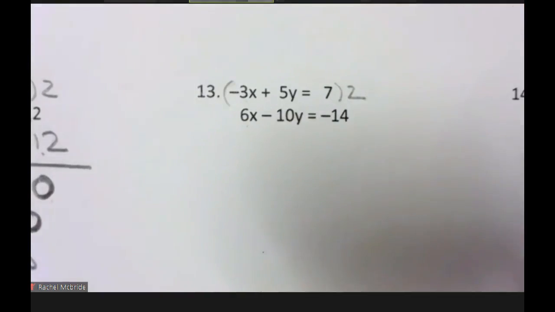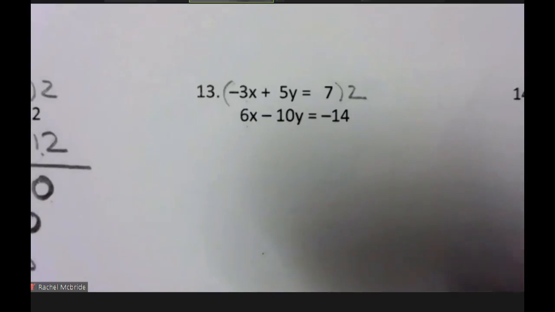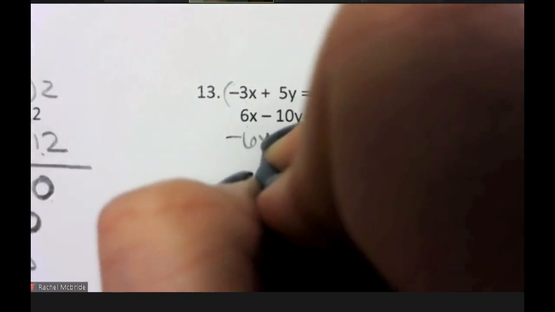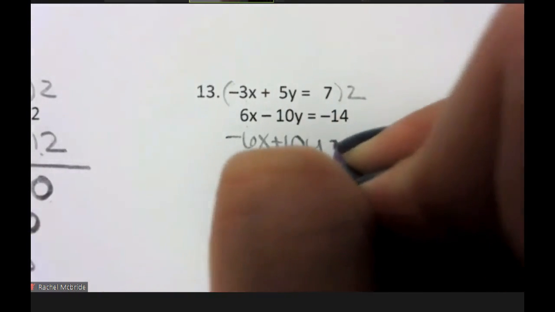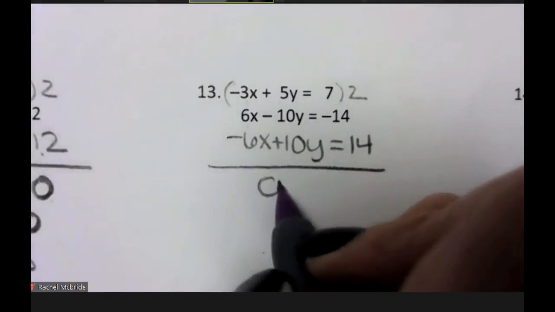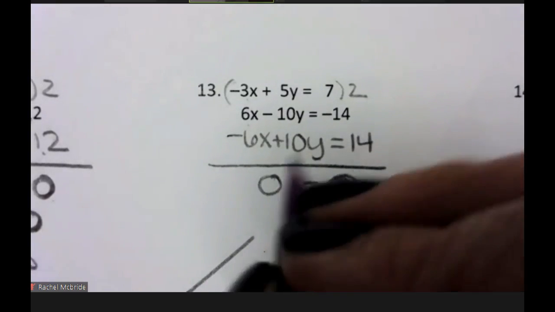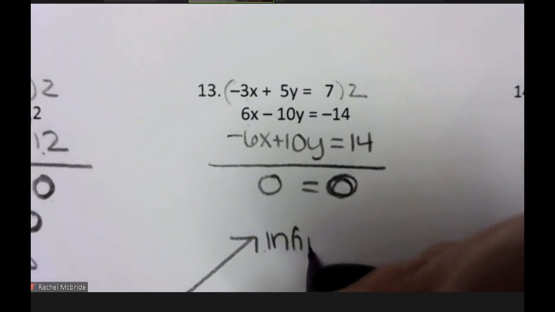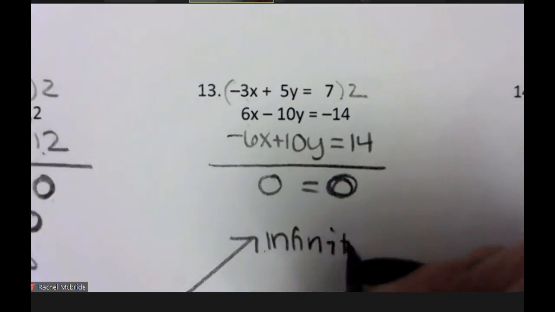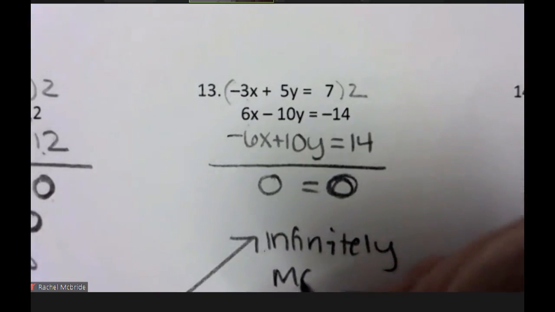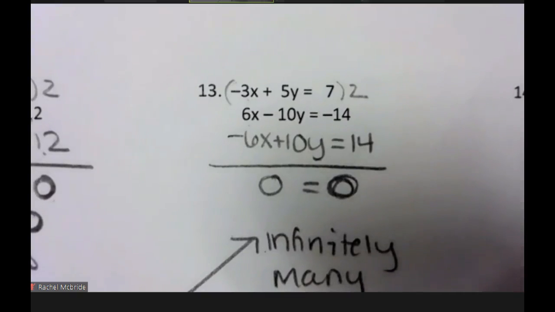In 13, we have negative 3x and positive 6. So we'll multiply by 2. And again, I get 0 equals 0. So it's the same, infinitely many solutions.